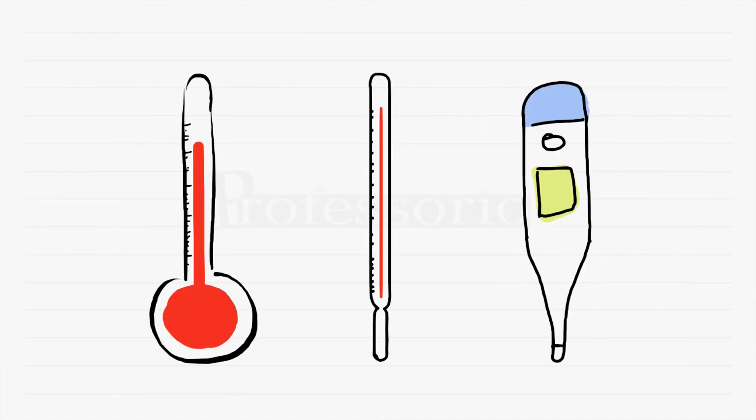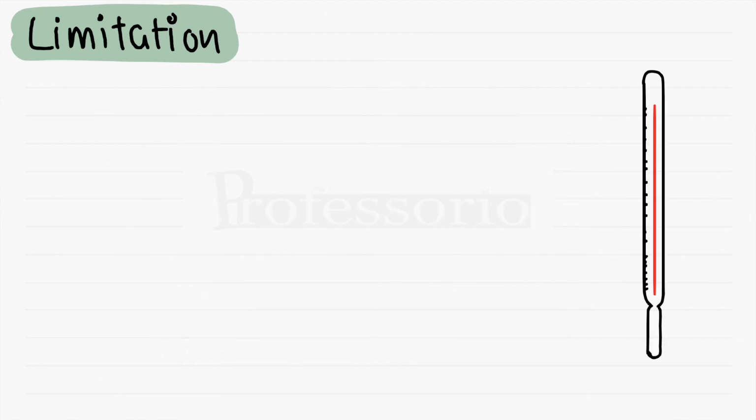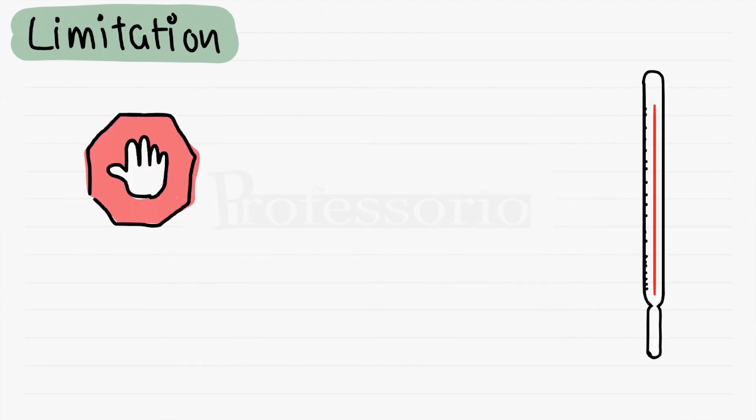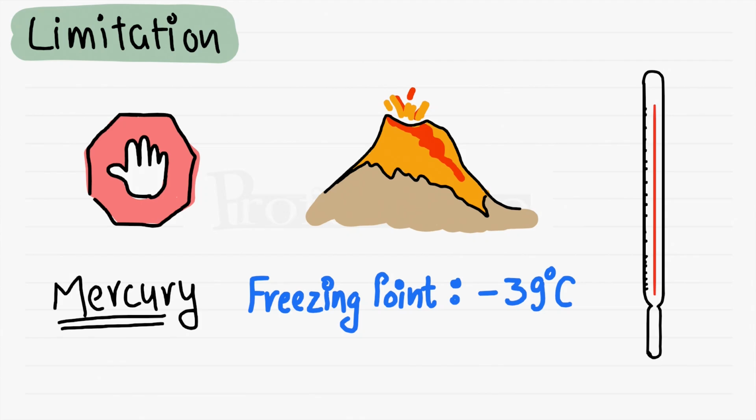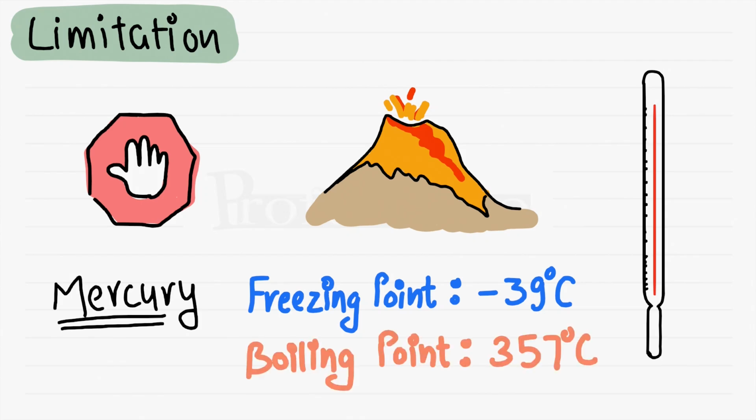But these thermometers have some limitations. Mercury thermometers stop working at extreme temperatures because mercury freezes at minus 39 degrees centigrade and boils around 357 degrees centigrade. So it can't measure below or above that range.